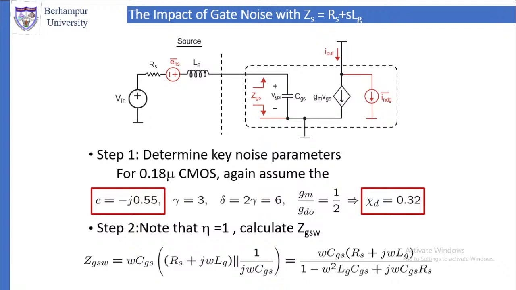Step 2 is to take eta equal to 1, then calculate Z_GSW. We know the expression for Z_GSW. What we have done here is, instead of only R_S, we are using Z_S, where Z_S is equal to R_S plus jωL. That much is the difference. So instead of ωC_GS times R_S, we are now replacing that with Z_S, where Z_S is equal to R_S plus jωL. In the denominator also we are doing the same.